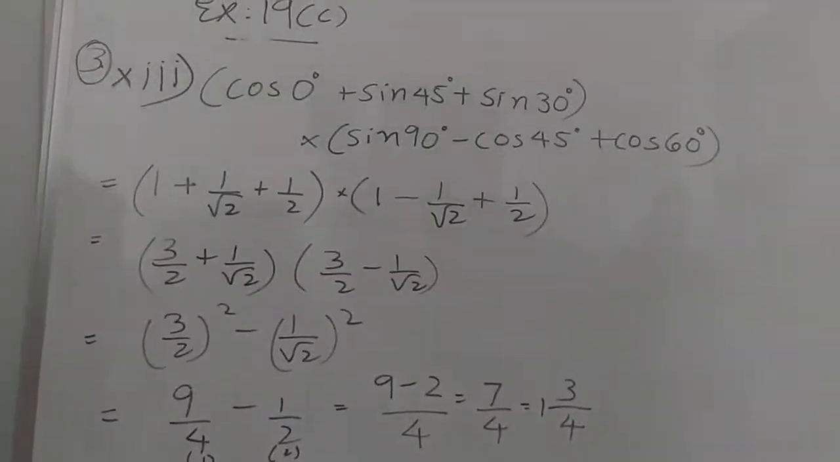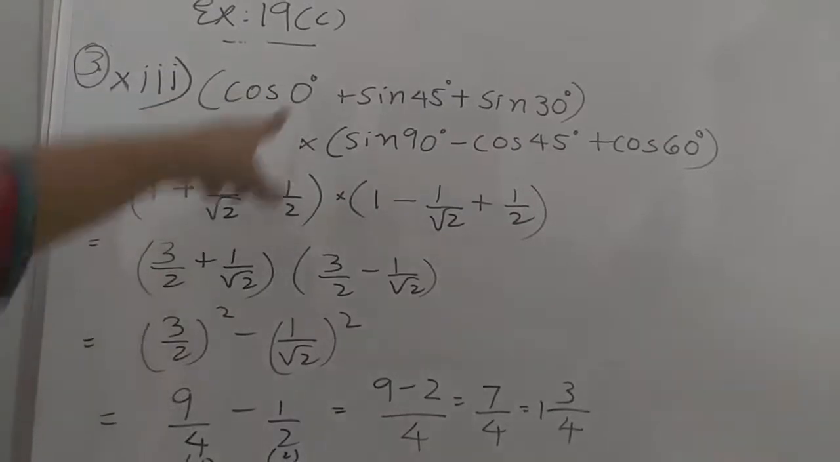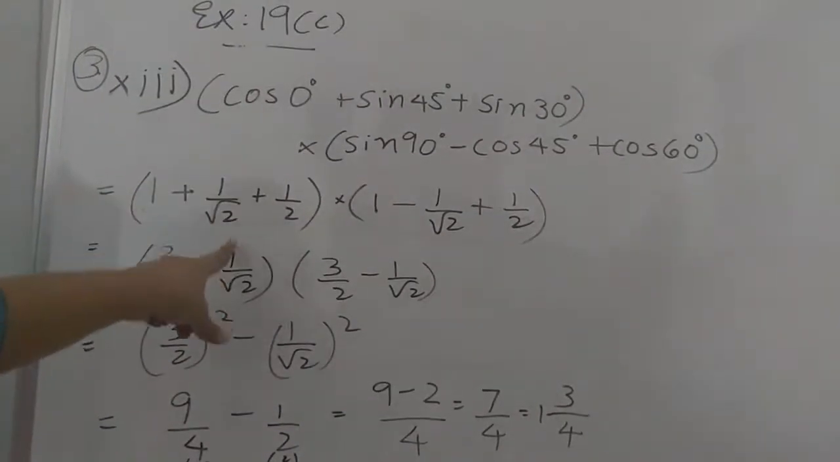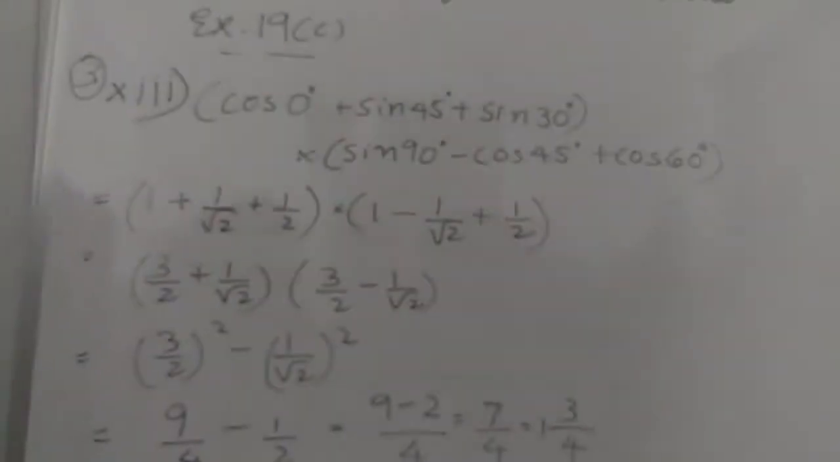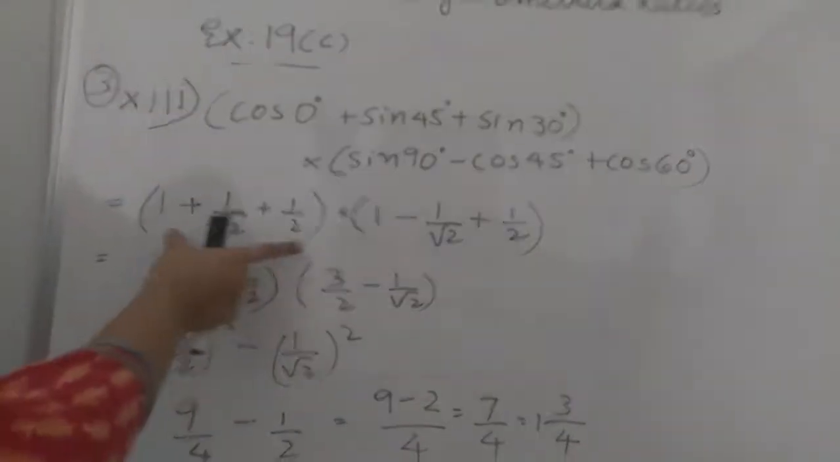Exercise 19C, question number 3, last number 13. Here I have solved the question. You can see cos 0 value 1 plus sin 45 1 by root 2 plus sin 30 1 by 2. Then next sin 90 is 1 minus cos 45 1 by root 2 cos 60 1 by 2. Now half plus 1, this I have taken together as 3 by 2 plus 1 by root 2 as it is. Here also 1 by 2 plus 1, that is 3 by 2 minus 1 by root 2 as it is.